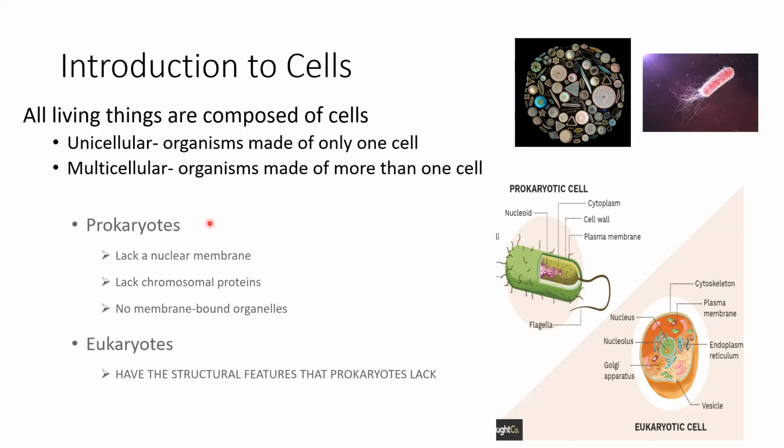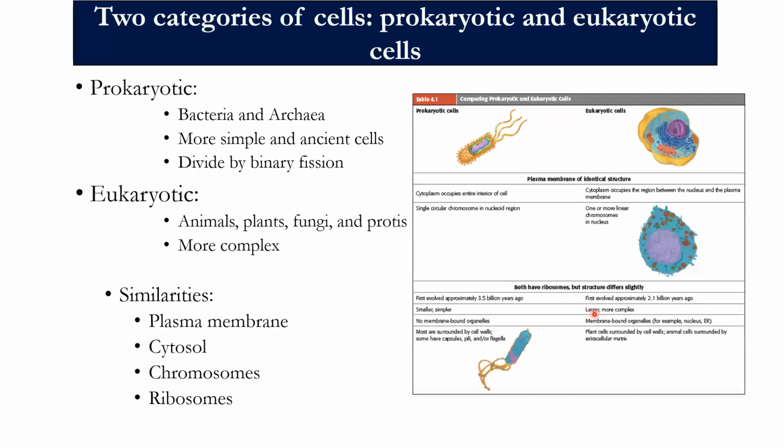So prokaryotes, they're going to lack a nuclear membrane, they're going to lack chromosomal proteins, and they have no membrane-bound organelles. And here is a depiction of a prokaryote. And this is a depiction of a eukaryote. We're going to go into this in a little bit more detail. So prokaryotic cells, these are found in bacteria, for example. These are very simple and ancient cells.